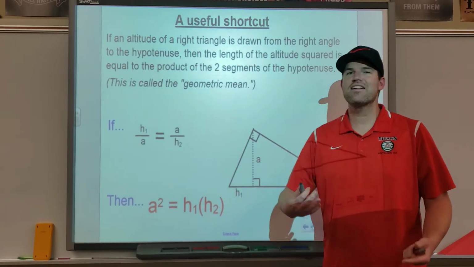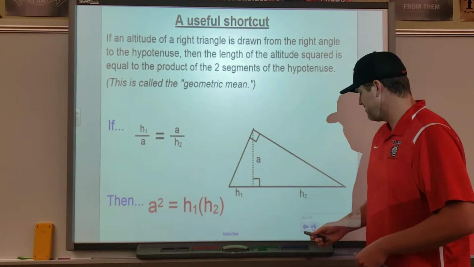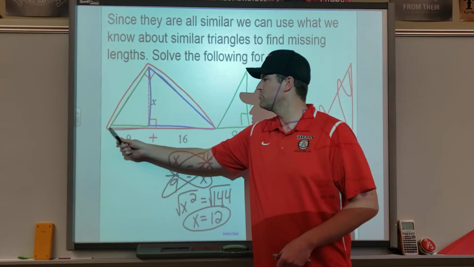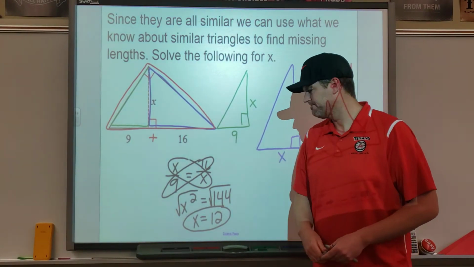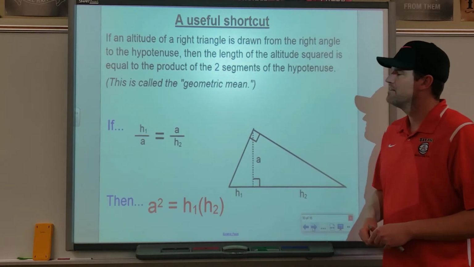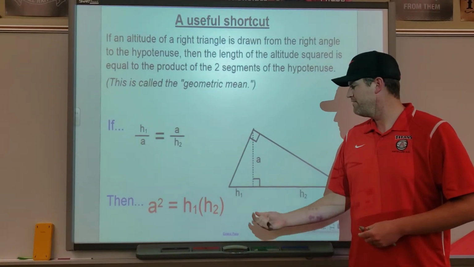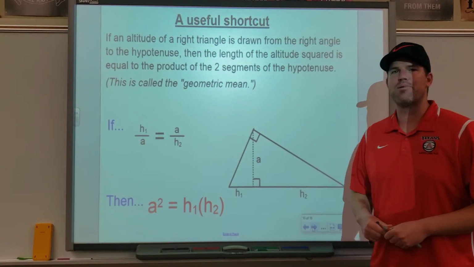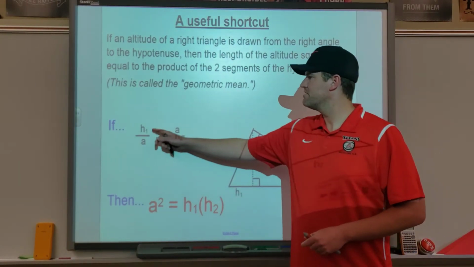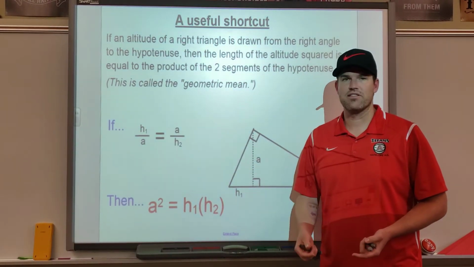All right, there is a useful shortcut for this that'll make these problems really quick and easy. At least the problems like this one and the one before, where we have the altitude and then the two parts of the big hypotenuse. So if we do have that, we can use the geometric mean, because the altitude will actually be the geometric mean of the two parts of the hypotenuse. In other words, the first part of the hypotenuse divided by the altitude will actually equal the altitude divided by the second part of the hypotenuse.